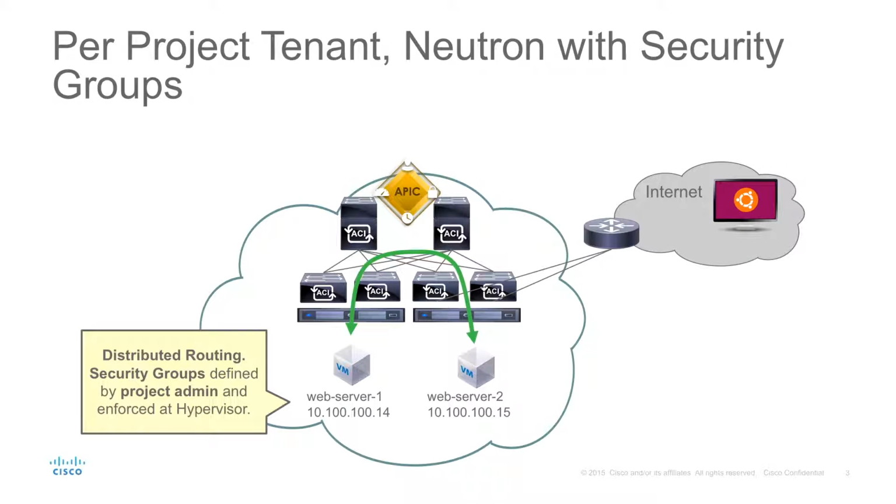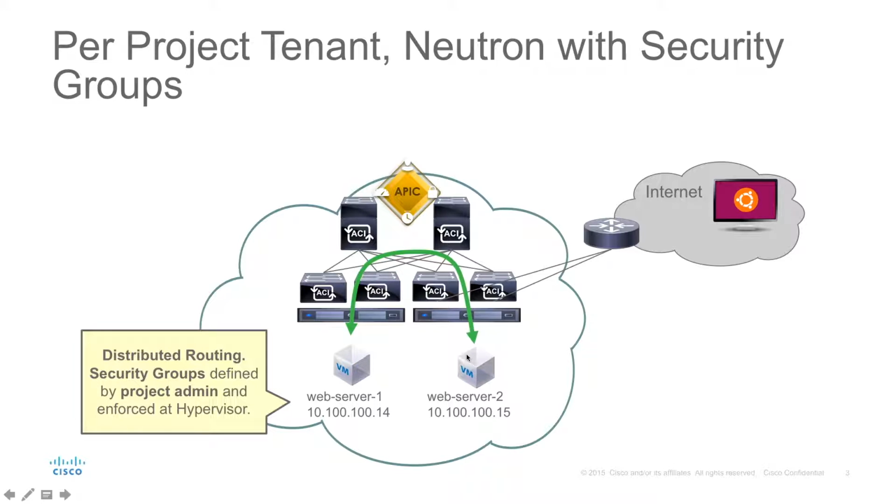Now, in this model, we provide distributed routing. The routing is performed both at the hypervisor and in the Fabric. The default gateway is distributed to the OpenVSwitch and to the leaf switches in the ACI Fabric. Security is defined by the Neutron security groups defined by the project administrator and enforced at the hypervisor. This enables optimal east-west traffic to flow between the different entities.